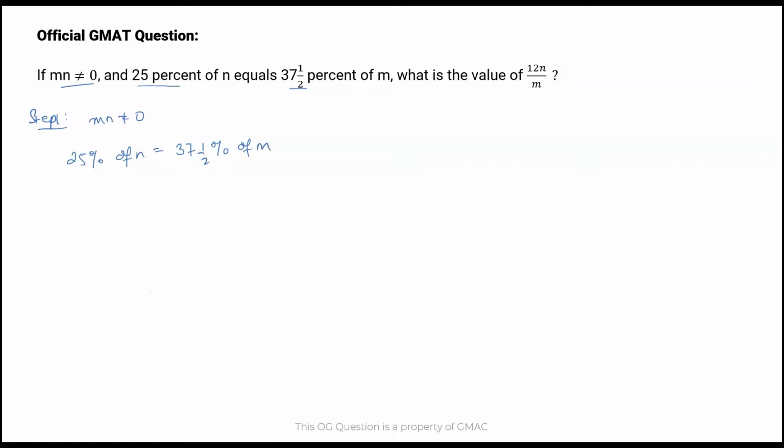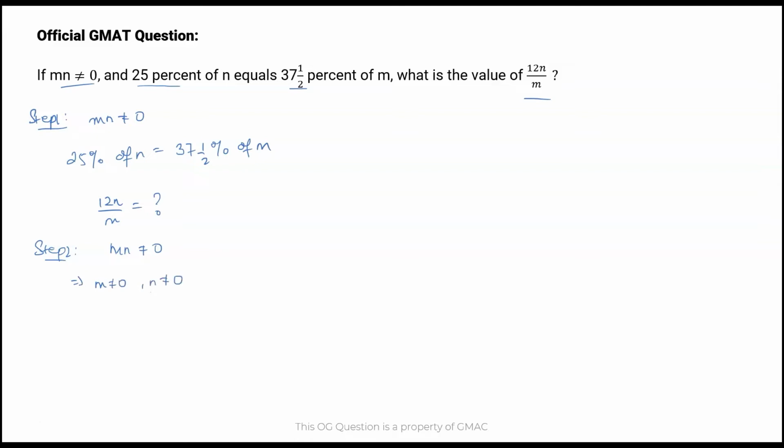Now we have to find the value of 12n by m. So the question asks us to find the value of 12n by m. Now since no other information can be derived from the question, we move on to step 2, which is understanding how to solve the problem. Now the product of m and n is not equal to 0, which implies that m is not equal to 0 and n is not equal to 0.